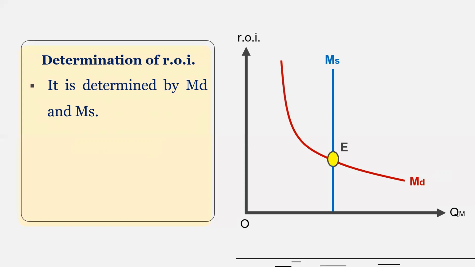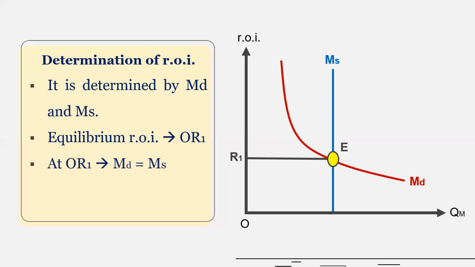E is the intersection point at which rate of interest is determined. So the equilibrium rate of interest is OR1. And at this rate of interest, demand for money and supply of money are equal in the money market. And therefore, E is our equilibrium point.